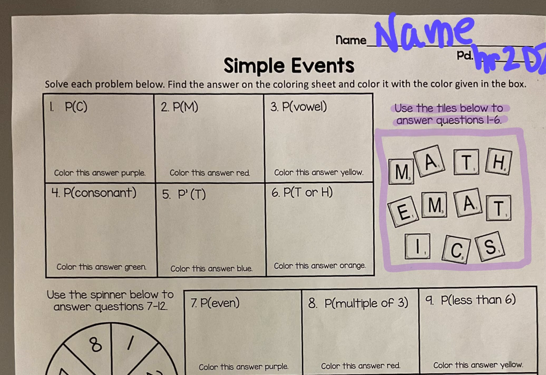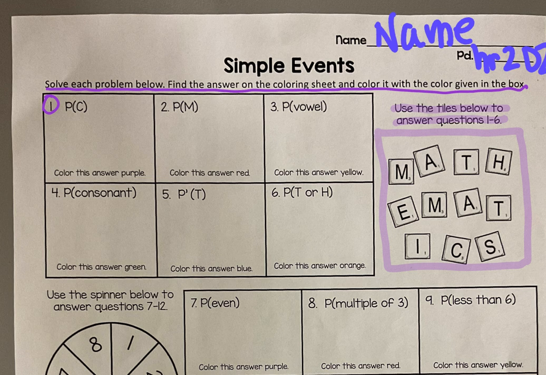And after you solve each problem, you will find the answer on the coloring sheet and color it with the color given in that box. So the back of the sheet is where you're going to color. So we're just going to do number 1 right now.